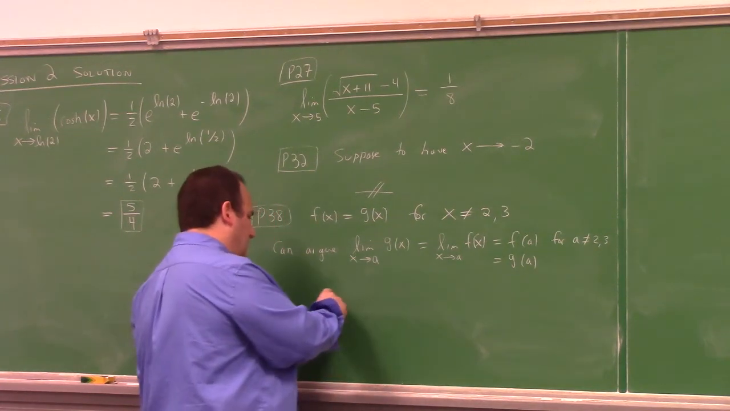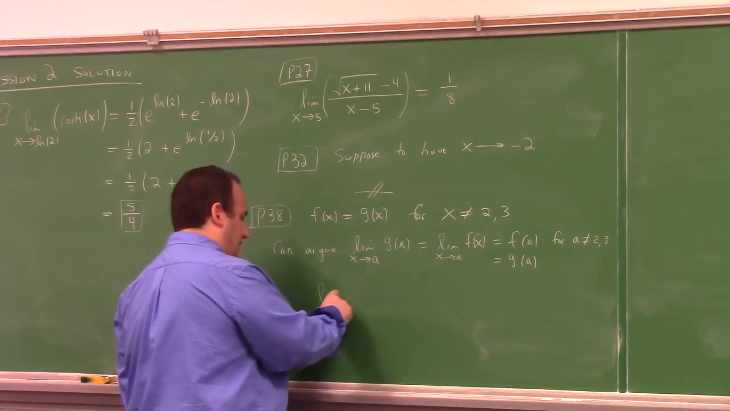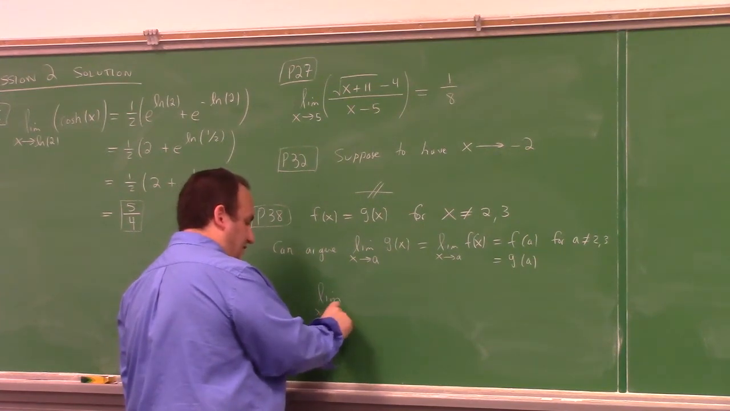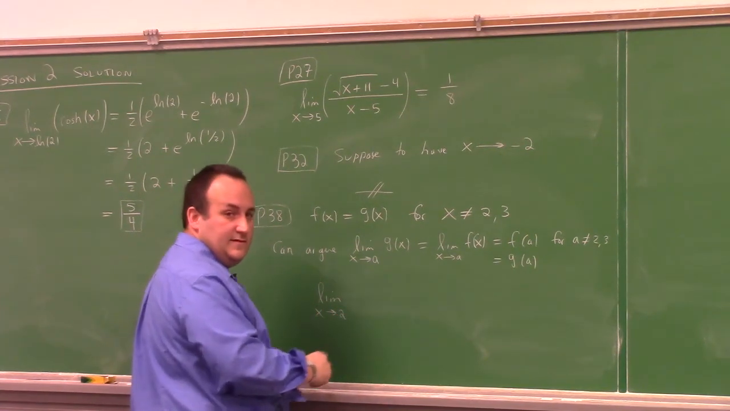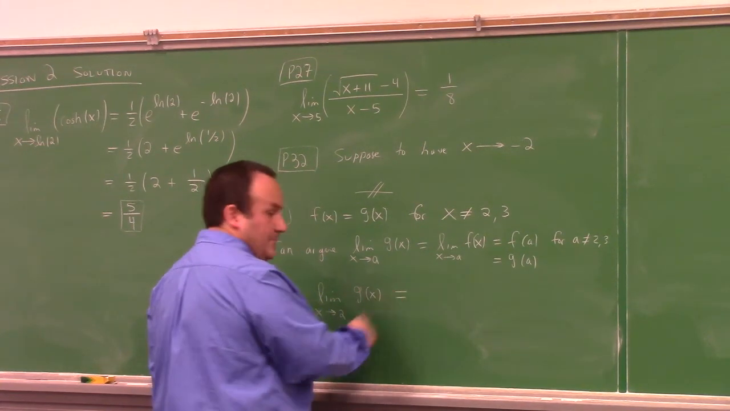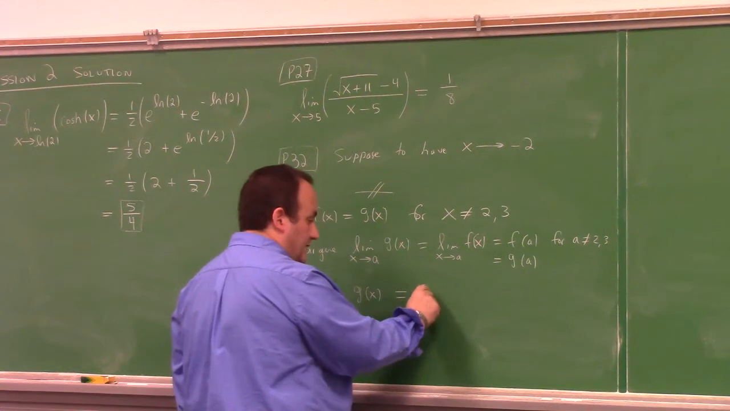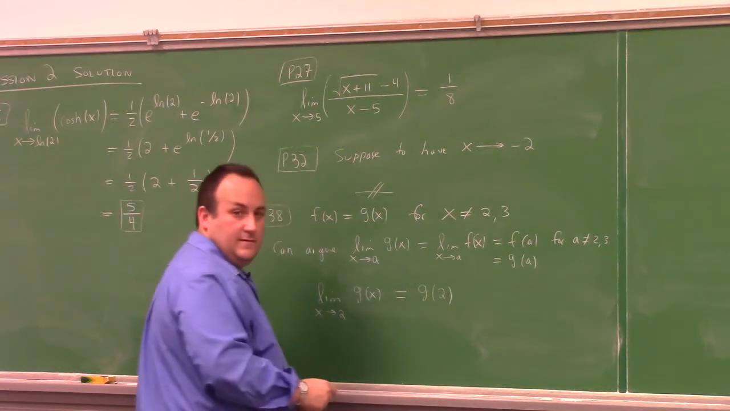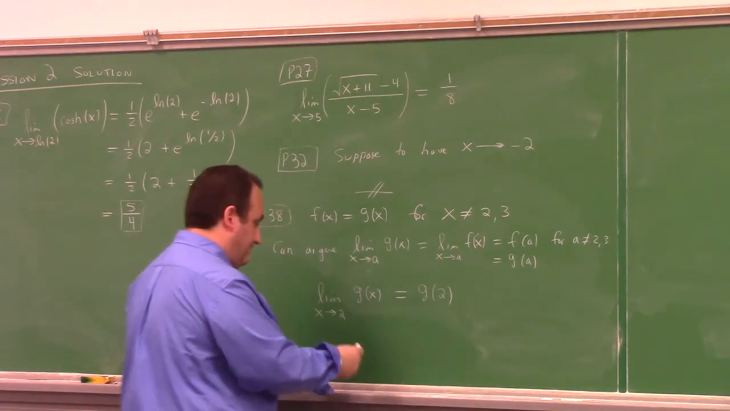So what we need is that the limit as x goes to 2 of g of x is equal to what? You need that to be equal to g of 2, right? And you need the same for 3.